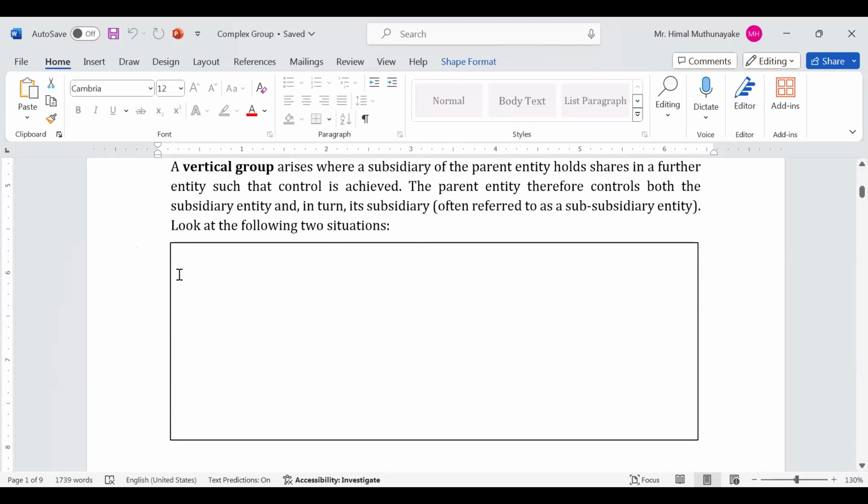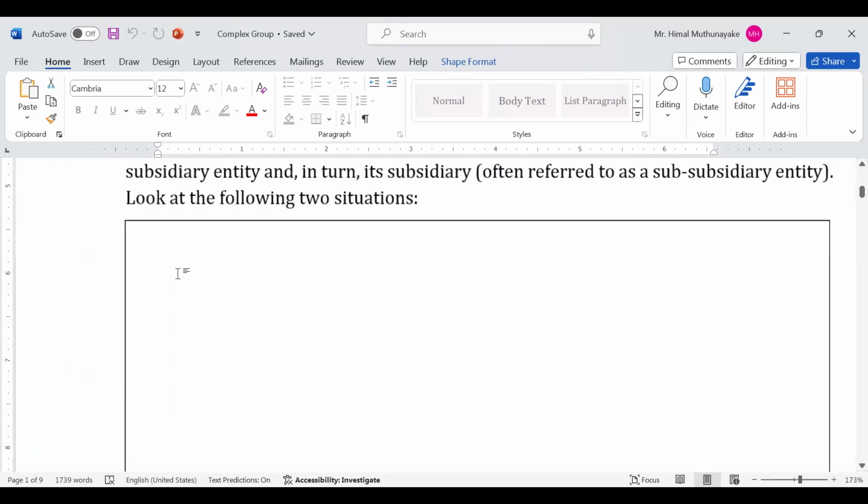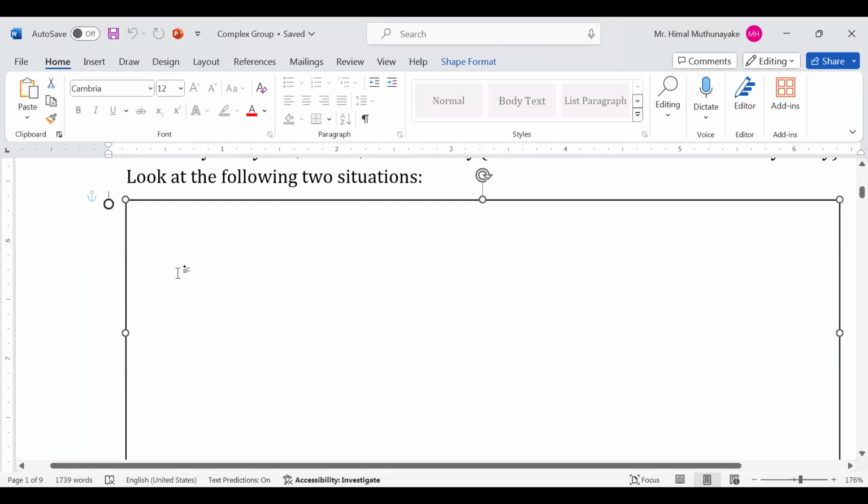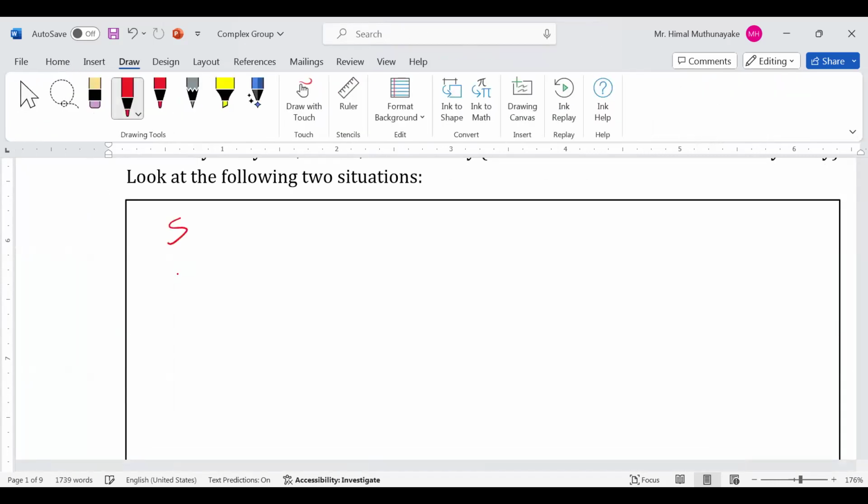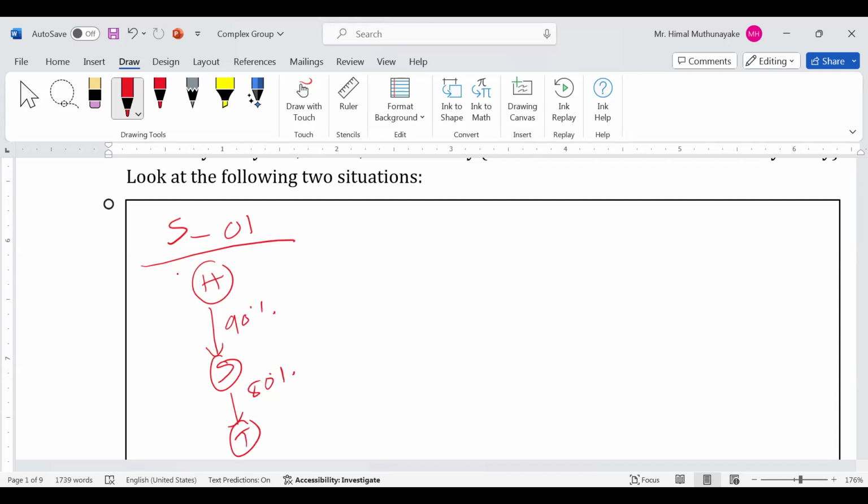So let's look at two scenarios. I will draw these two scenarios here. Scenario one: H is the parent, and 90% is held by, let's say, S, and another 80% is held by, let's say, T.